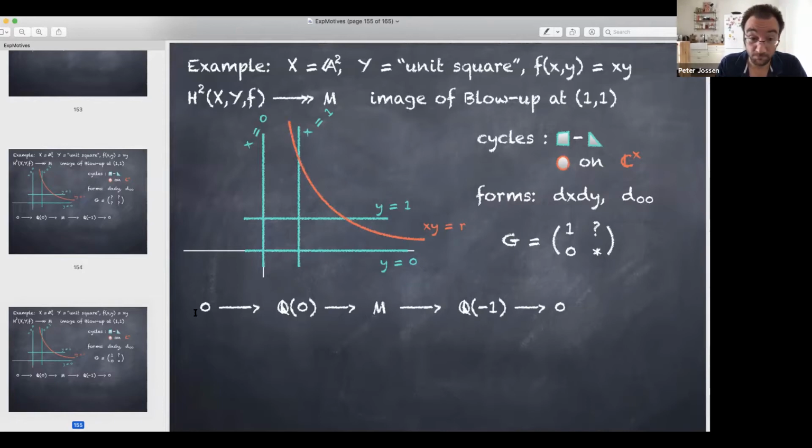So from this short exact sequence, you immediately see that the fundamental group is upper triangular. There's a 1 in the upper left corner because Q(0) is the neutral object, and Q(-1) has fundamental group G_m, so there can be anything in the lower right corner. And in the extension, well, you don't know, but it depends whether this sequence is now split or not.